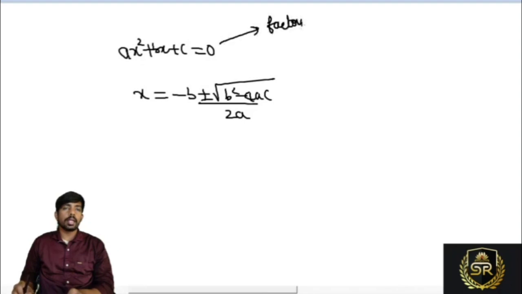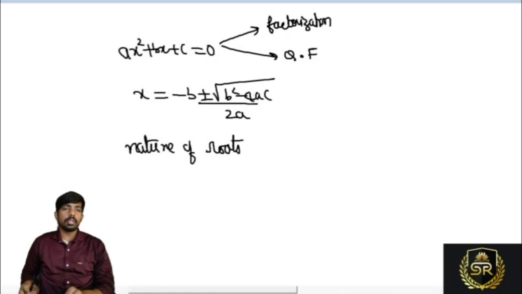Okay, factorization method, or else quadratic formula. Quadratic formula is this: x equals minus b plus or minus root over b square minus 4ac by 2a. Now for this you will get the two roots. Because of degree 2 we have two roots, but for finding the nature of the roots we will follow the discriminant.